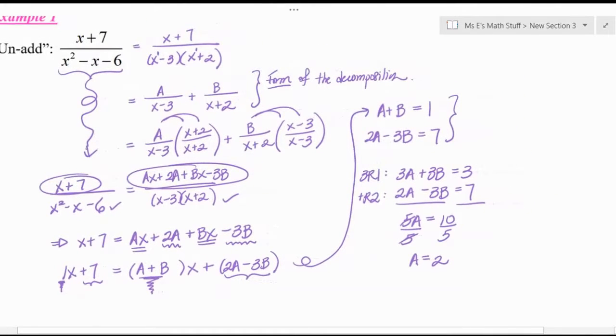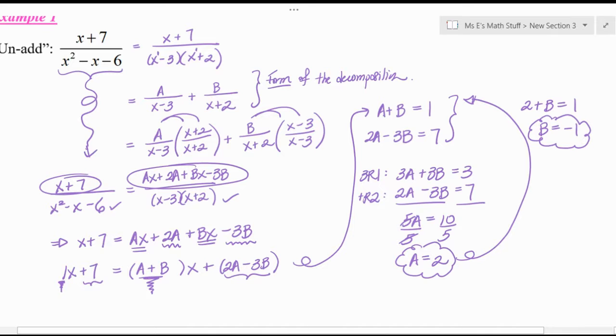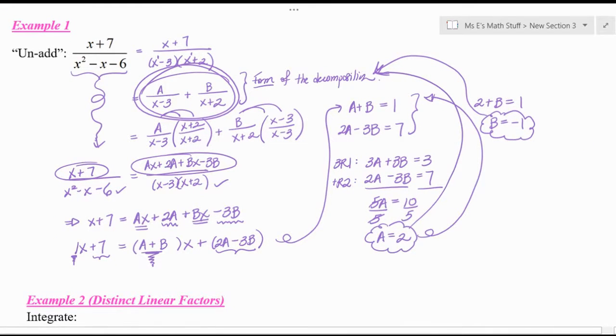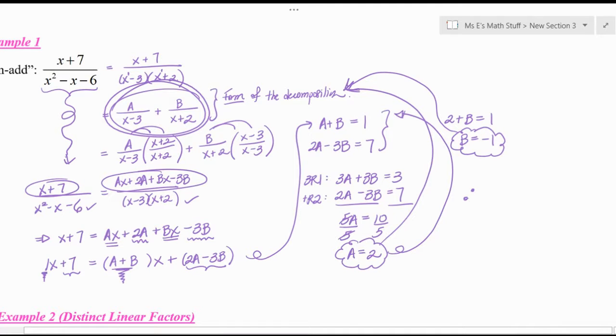And now that I know that a is 2, I could always back substitute into either row. I like row 1 because it's cleaner. And it would say 2 plus b equals 1, which means b would have to be negative 1. There we go. Once you've solved for your two constants, all you do is take them and back substitute into your form. And so we're just going to write that form with your a and b values subbed in. So we would be able to conclude that x plus 7 over x squared minus x minus 6 is the same as 2 over x minus 3 plus negative 1 over x plus 2.